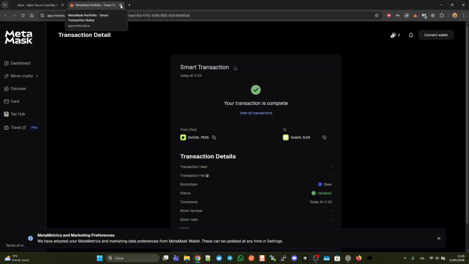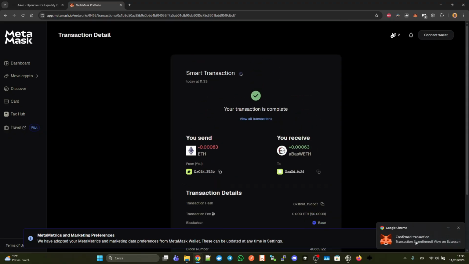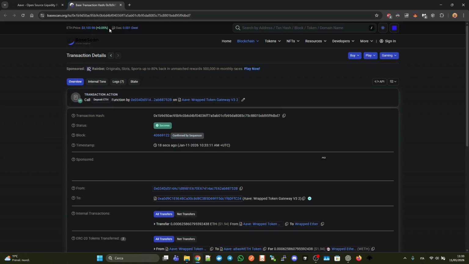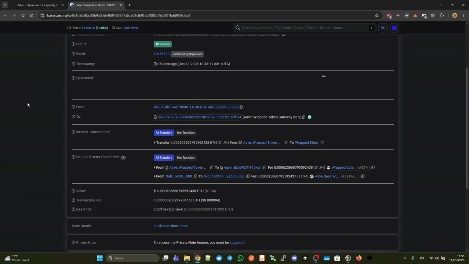Okay, I can view the transaction here. No, sorry, let's see it on the... okay. The transaction is done. Now I can see it. I wanted to see it in BaseScan. Okay, this transaction. So we basically have transferred this money.